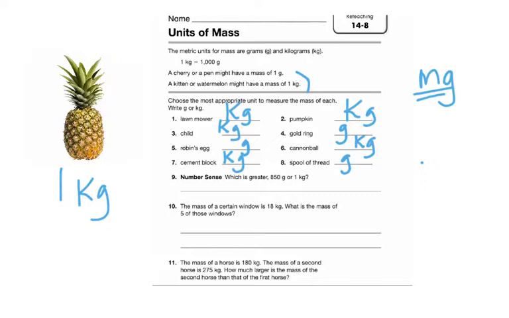Number 9 is a great question. It says, which is greater, 850 grams or 1 kilogram? So let's think about that. 1 kilogram is equal to how many grams? And that's the cool thing about metric, is that it's always going to be a multiple of 10. So 10, hundreds, or thousands. And in this case, the word kilo means thousand. So it's telling you that you need 1,000 grams to equal that 1 pineapple.